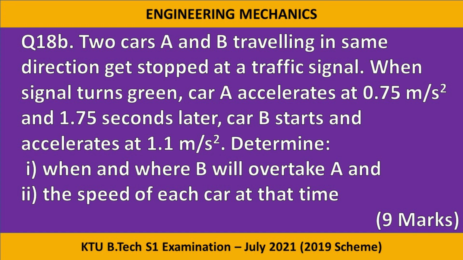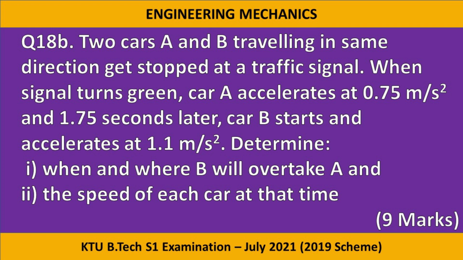I'll read the question. Two cars, A and B, traveling in the same direction, get stopped at a traffic signal. When the signal turns green, car A accelerates at 0.75 meter per second square, and 1.75 seconds later, car B starts and accelerates at 1.1 meter per second square. Determine when and where B will overtake A and the speed of each car at that time.